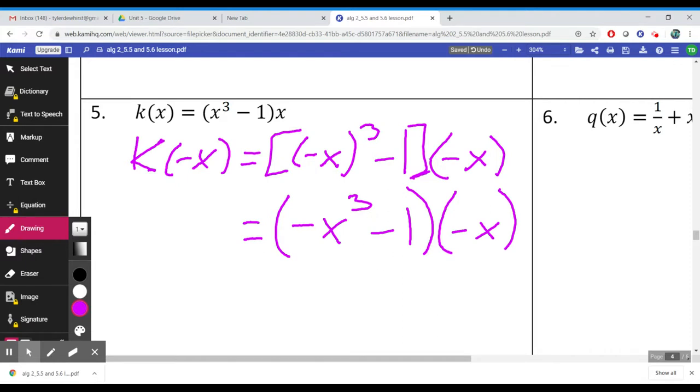Even if we were to factor out a negative from this first term here, let's go ahead and do that to see what that would look like. We would have negative parentheses x cubed plus 1. If we were to multiply that negative back in, that would give us back what we started with there, right? Let me make that look a little more like a 3. Times negative x.